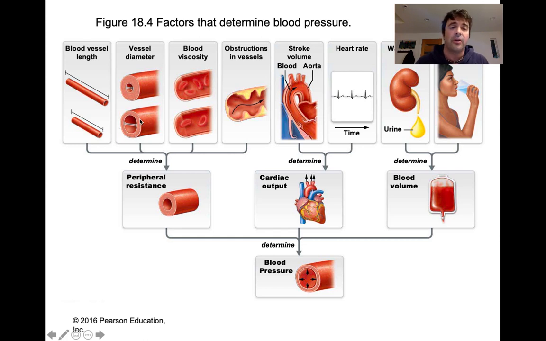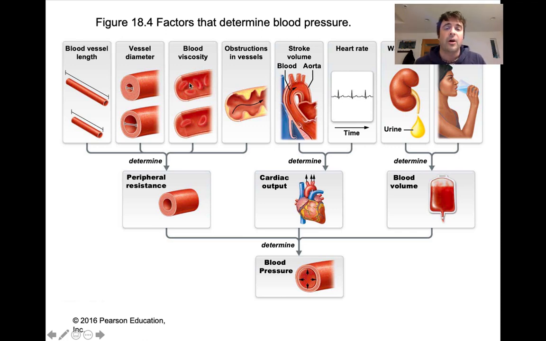Vasodilation, on the other hand, is when the smooth muscle in a blood vessel relaxes, and that increases flow by decreasing peripheral resistance. So you can change blood pressure by changing the diameter of a vessel. Typically, blood flowing through narrow vessels is going to be at higher pressure, and typically blood flowing through vessels with a greater diameter is going to be at a little bit of a lower pressure, and we'll talk about how that's important in regulating flow to specific organs.